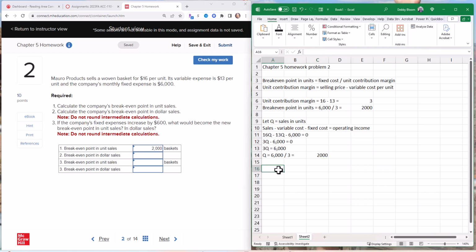Now there are two ways that you can get to the break-even point in dollar sales. One way to do it is you could take the break-even point in units and multiply it by the sales price. So in this case, we calculated 2,000 units. Our sales price is 16. So it looks like we would need $32,000 in sales in order to break even.